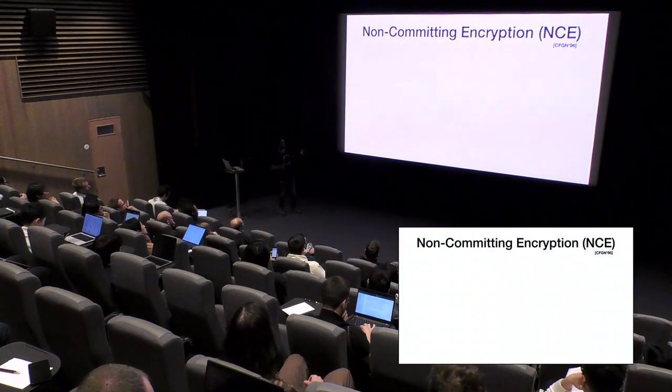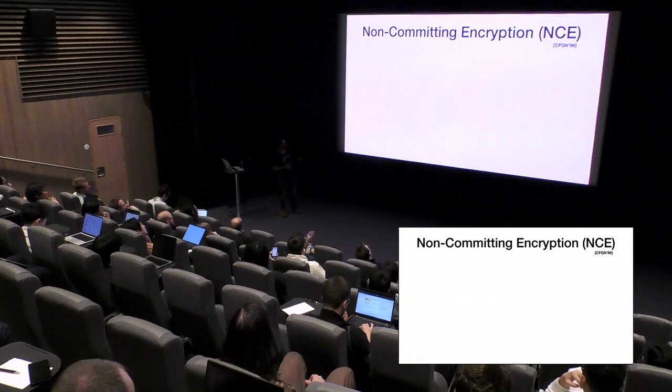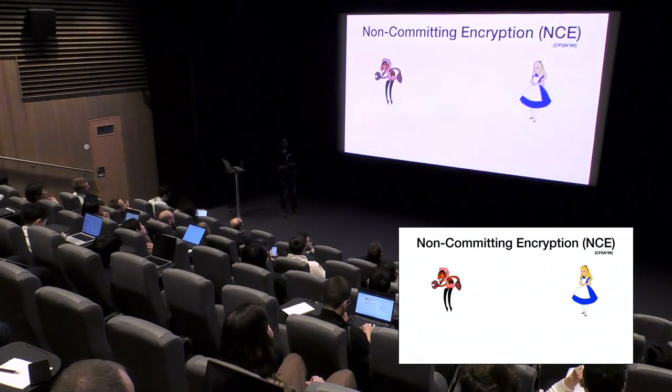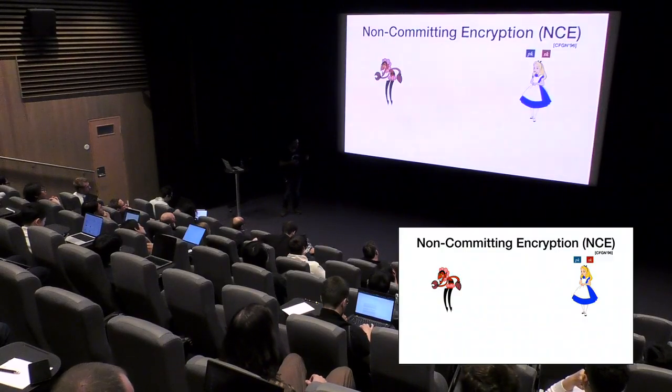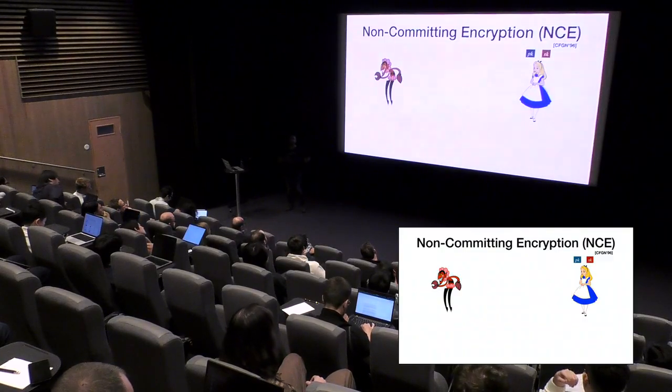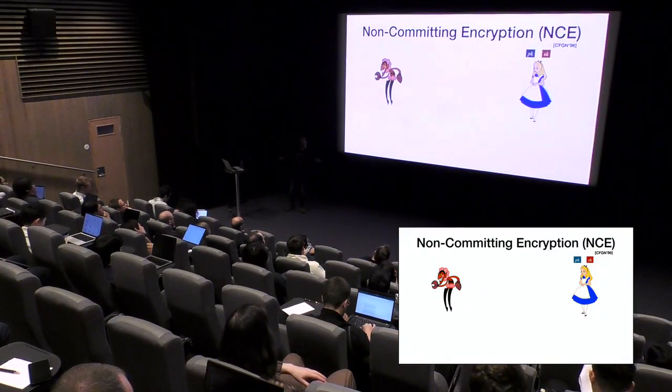Okay, so what is a non-committing encryption scheme? As I said, it is a public key encryption scheme, but with a different security notion, where you have an adversary and a challenger. The challenger generates a public key and secret key. Essentially, they're going to play the game either in the real world or in a simulated world, and the adversary needs to distinguish which world they're living in.